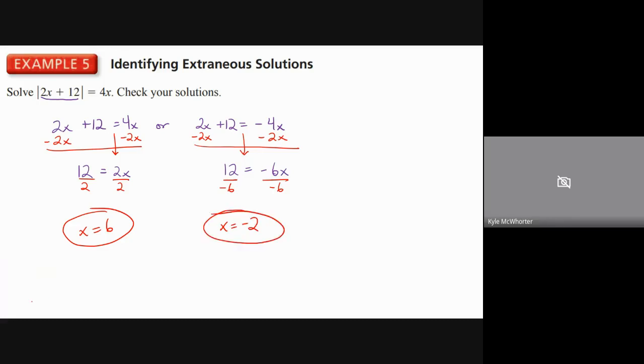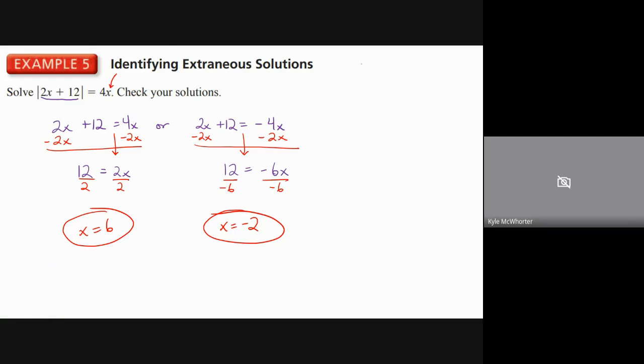So now we're going to check those solutions. Notice that when you really need to check for extraneous solutions is when you have an x that's not in the absolute value, because hopefully you'll see why that can cause a problem for us. So I'll do this in blue.